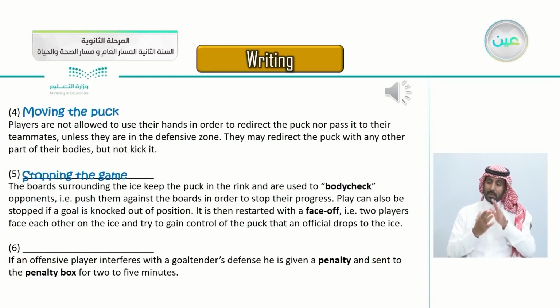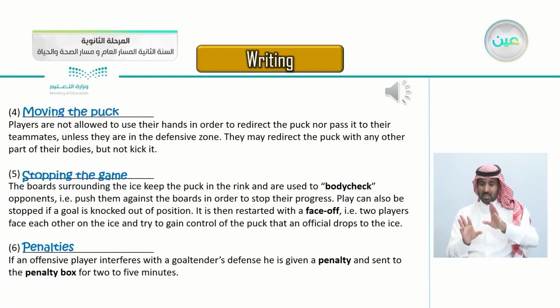Number 5. So what's the correct heading here? Stopping the game, because it says here the boards surrounding the ice keep the puck in the rink and are used to body check opponents, push them against the boards in order to stop their progress. So this is stopping the game. What about number 6? I think this is an obvious one. Of course, it's talking about penalties. If an offensive player interferes with the goaltender's defense, he is given a penalty and sent to the penalty box for 2 to 5 minutes. Excellent.